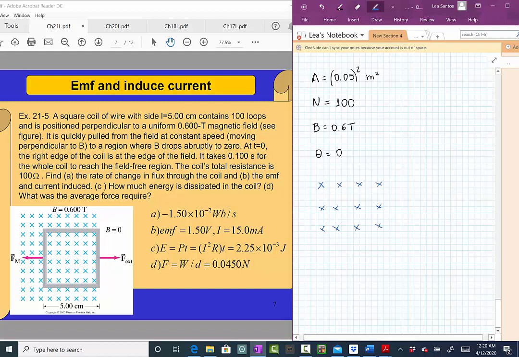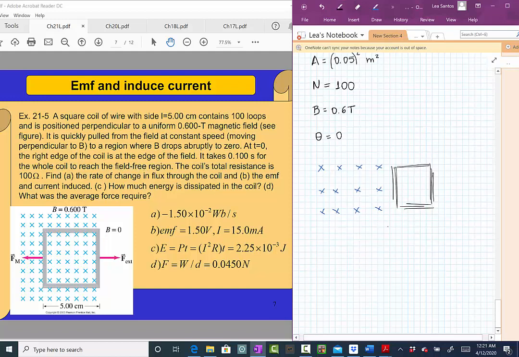So what is going to happen is we are going to take this square to the side. So we are changing the magnetic flux. And it takes 0.1 seconds for this coil to reach the region where there is no field. So let's write down what is happening here. We start with a certain initial magnetic flux. What is the magnetic flux given by? The magnetic field, the area, and the cosine of the angle.